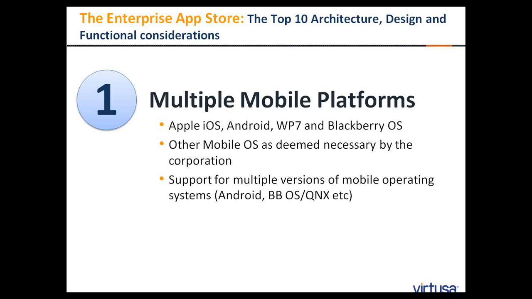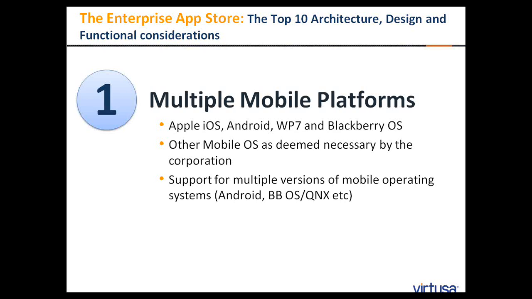Then basically some corporations will have other mobile OS depending upon what they're using. For example, Symbian may still be used in some of the organizations. And multiple versions of the same mobile operating system. For example, Android has multiple versions like Gingerbread and Ice Cream Sandwich and Honeycomb. So which of these do you support, and how do you keep the apps updated for each version, and how do you test for those? Obviously, those are some of the challenges that you see here.